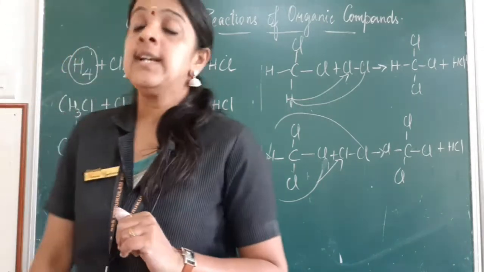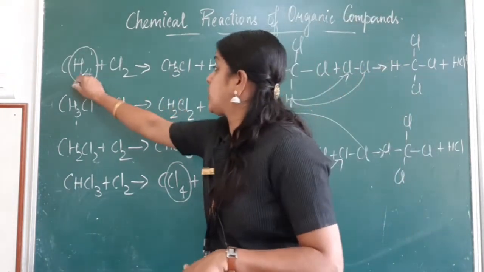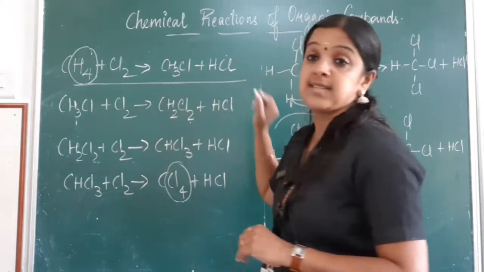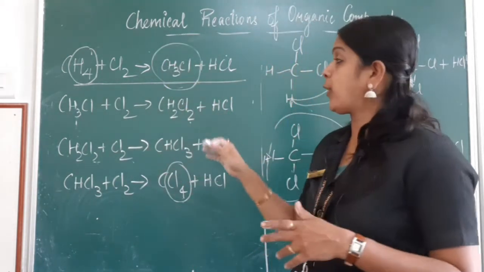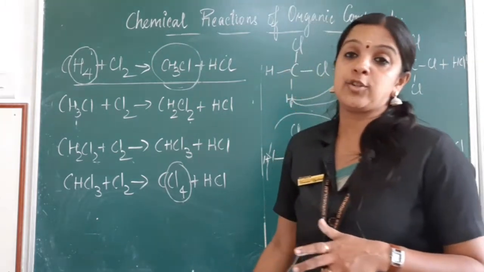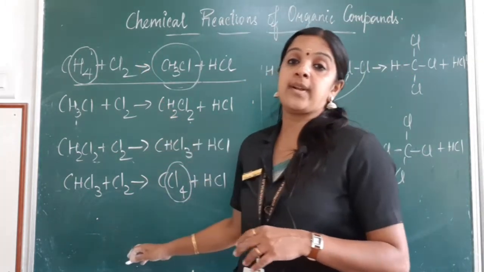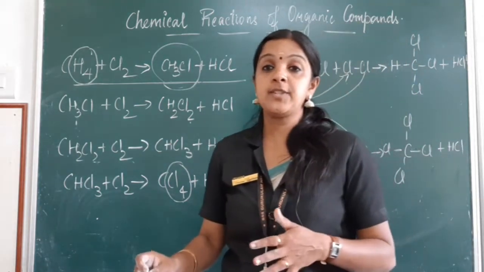In an exam, you may not have to write the whole thing; instead they may give you only the first step. CH4 plus Cl2 gives dash plus HCl. So you may have to write only CH3Cl. At that point you need not write the whole set of reactions. If they ask you to write the continuous step reaction, then you have to write all the steps. Are you able to follow me, children?